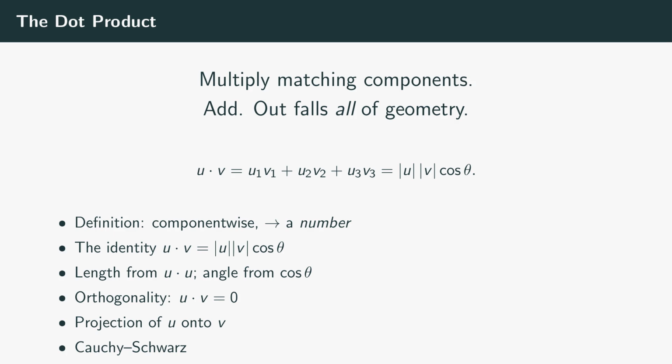We'll prove it, use it, and finish with the Cauchy-Schwarz inequality, one of the most important one-line statements in all of mathematics. Let's give our vectors a ruler and a protractor.